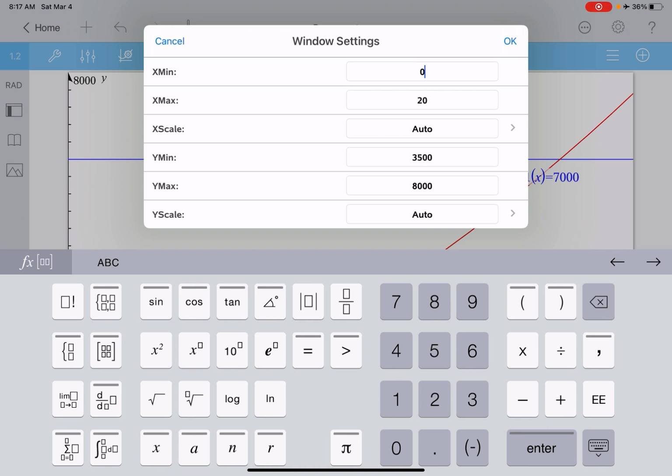X minimum. I don't know where you guys are right now, but let's talk about it. X in this model is measuring time, and the lowest time value you can ever deal with is 0. We can't have negative time. So X min should definitely be 0.